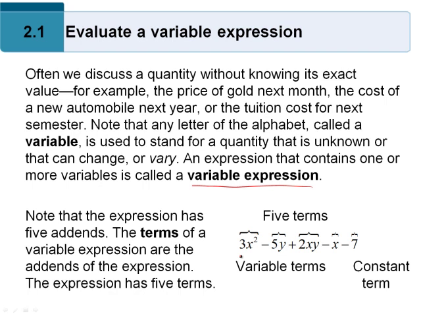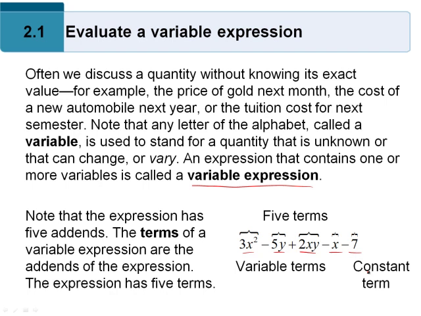Now, one of the things that you'll need to know is the different parts of the expression. First of all, there's 5 terms. They're grouped, separated by addition and subtraction signs. And then some of those terms are variable terms. So all of the ones that contain a letter, 3x squared, negative 5y, 2xy, negative x, those are variable terms, and the negative 7 is called the constant term.